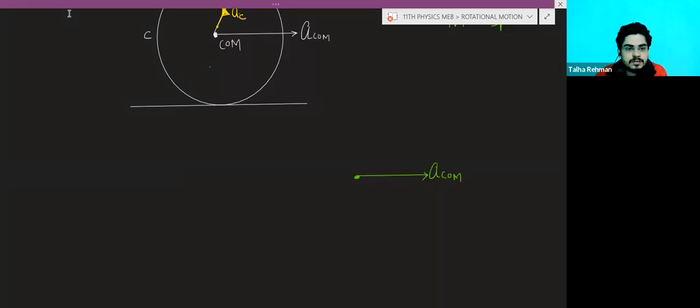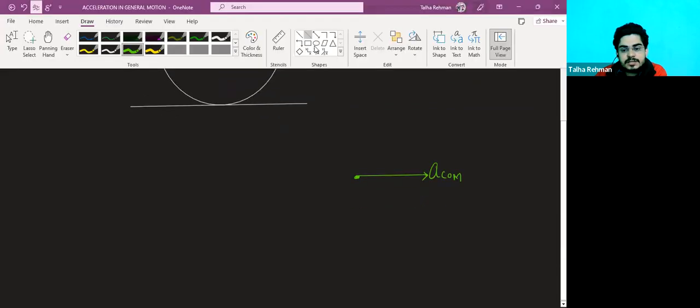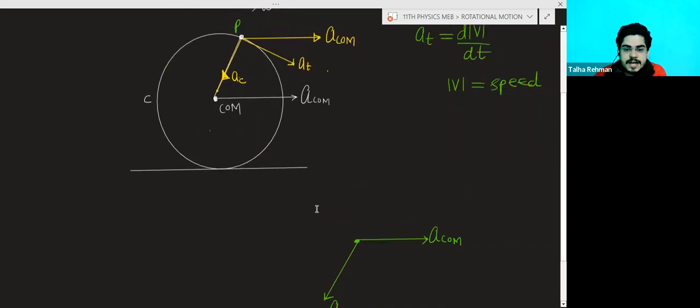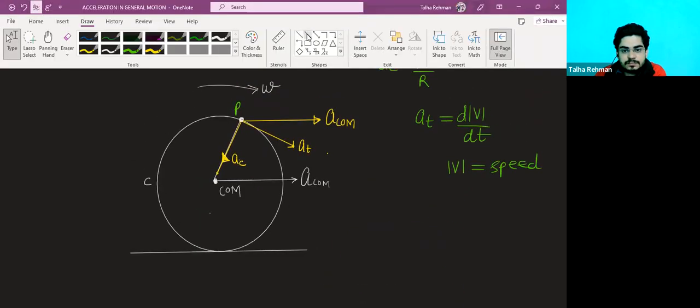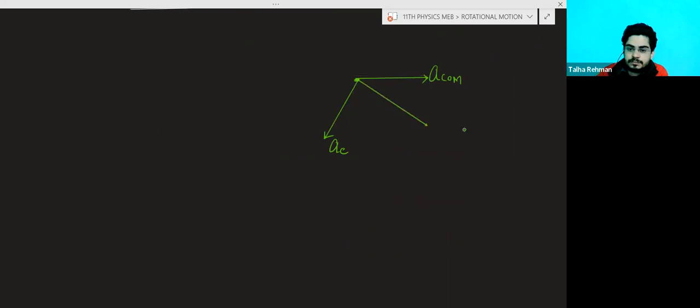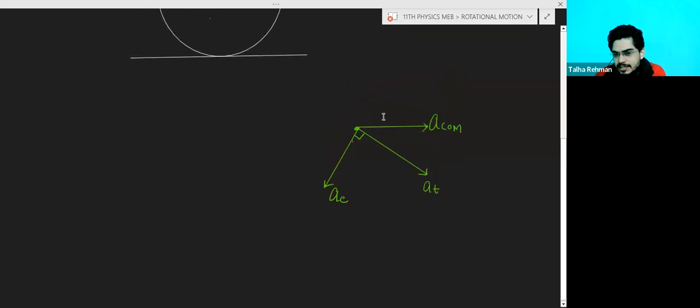Another acceleration will be the centripetal acceleration. Another acceleration is tangential acceleration. And we know that centripetal and tangential acceleration are perpendicular to each other. So both these accelerations will be at 90 degrees, and this angle will depend upon the situation.